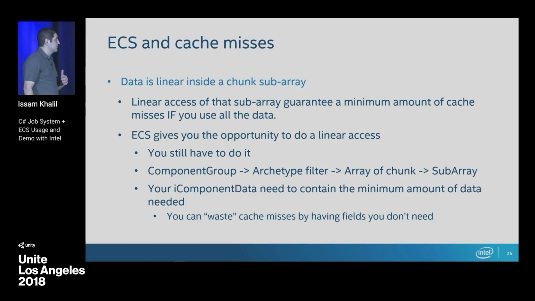So data, ECS and cache miss. Data is linear inside the chunk subarray. It's going to guarantee you. So if you do it the default way, which is not the way they want you to do it, it's the way they made it. It's the assumption. That's how they wrote the code. If you access it this way, what Unity guarantees you is that the amount of time you have to go to the grocery store is going to be exactly the amount of time that you really need because of the block size. You're not going to hit more block size accesses than you need, if your component data is at the right size also, obviously.